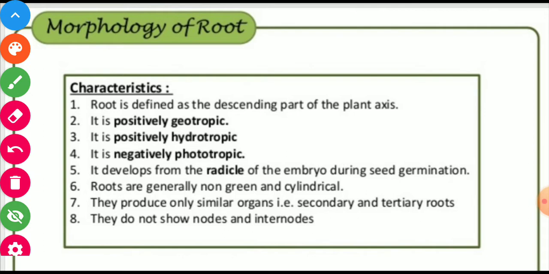Further, see the characteristics of roots. This is defined as the descending part of the plant. They are positively geotropic, positively hydrotropic, negatively phototropic, and they develop from the radicle of the embryo, and they may also be secondary and tertiary in origin. They do not show nodes and internodes. These are the characteristics of roots.